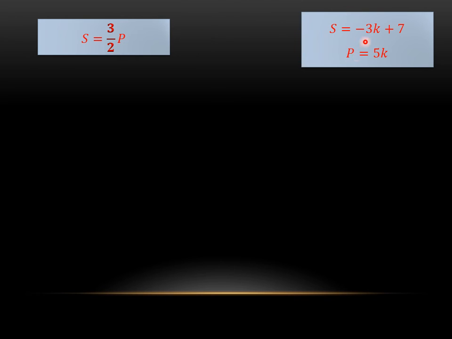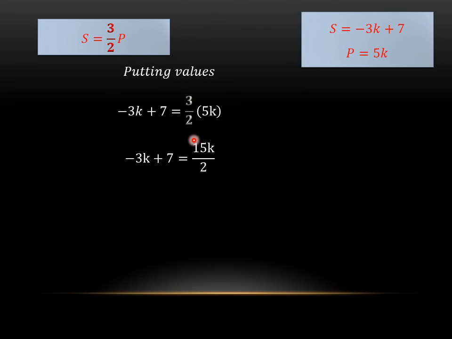The value of sum is minus 3k plus 7 and the value of product is 5k. So now putting the values, we will get minus 3k plus 7 equals to 3 by 2 into 5k. First of all, I will multiply that 5k with 3. So the answer will be 15k by 2. The left hand side will remain the same. Now taking that 2 to the other side of the equation, as this 2 is dividing here, it will multiply to the other side. So multiplying 2 with minus 3k plus 7 and on the right only 15k remains. After multiplication, the answer will be minus 6k plus 14 equals to 15k.